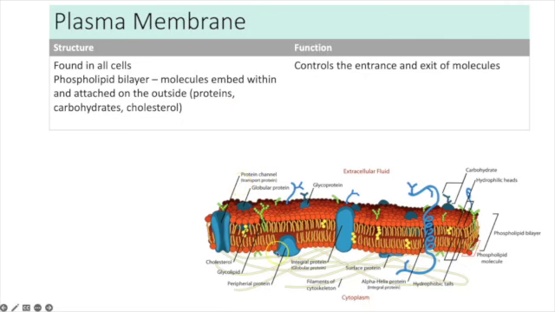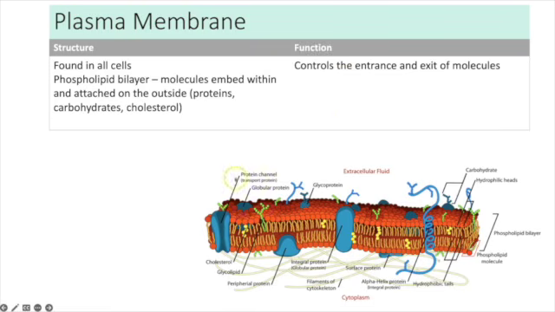It's made up of this phospholipid bilayer, and within that bilayer you have other molecules embedded, such as channel proteins, carrier proteins, proteins on the outside which might act as receptors, glycoproteins which might act as receptors. You have cholesterol, which affects the fluidity and therefore the permeability of the membrane as well. And all of these structures together help to control what can enter and exit the cell.